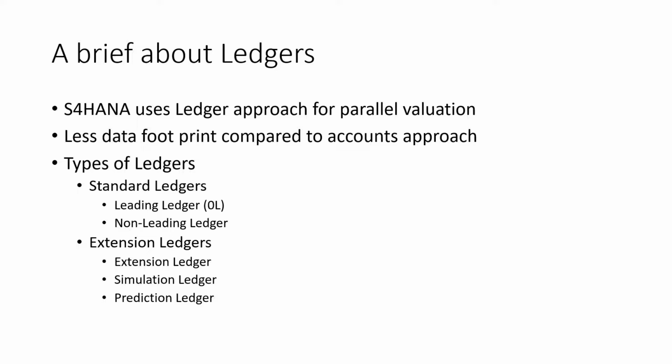Similarly, when you want to do an update run, you can leave the simulation ledger as is, since these values are still stored in ACDOCA, or else you can delete the values from the simulation ledger and then perform an update run which will store the values into a leading ledger. For this reason, the simulation ledger is also called an extension ledger with deletion possible.